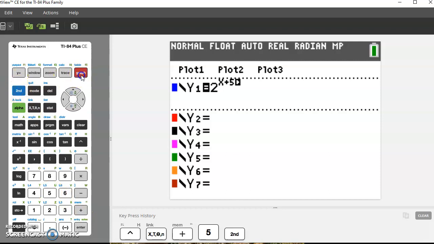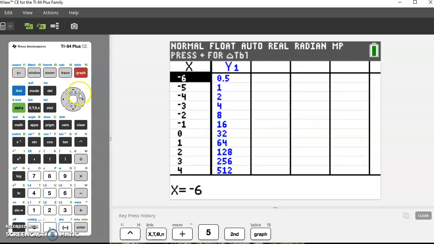I'm going to go to second graph. And I typically like to look at a table to figure out the easiest numbers to graph. I'm going to find all my whole numbers, if possible. -6 is easy to graph, so I'll do -6 and 0.5. I'll do -5 and 1, -4 and 2, -3 and 4, and then I'll do -2 and 8.